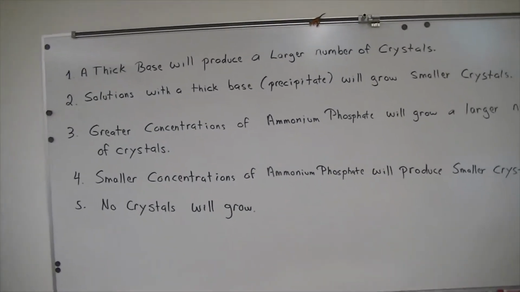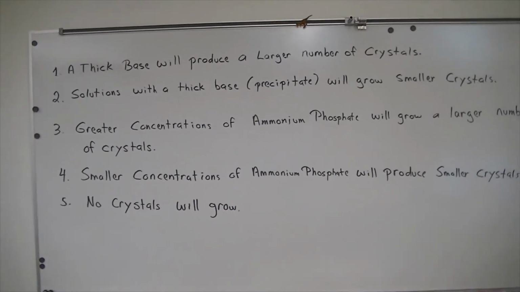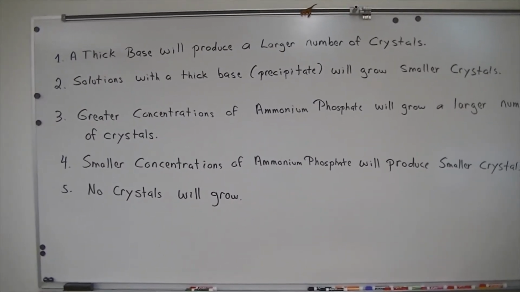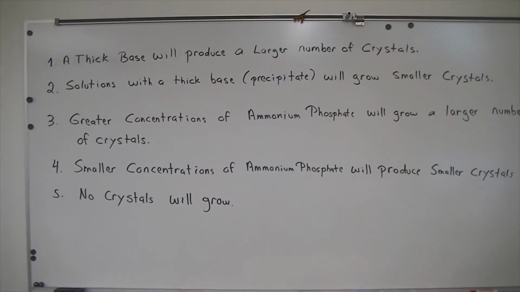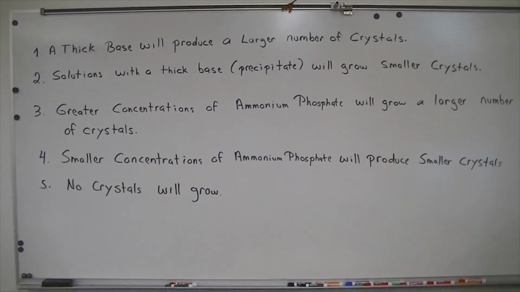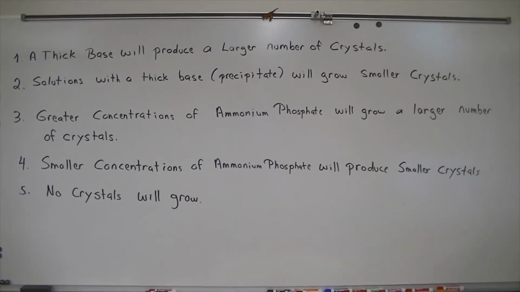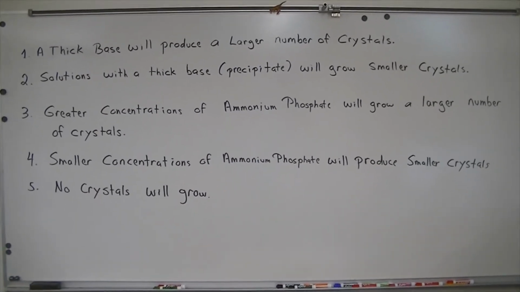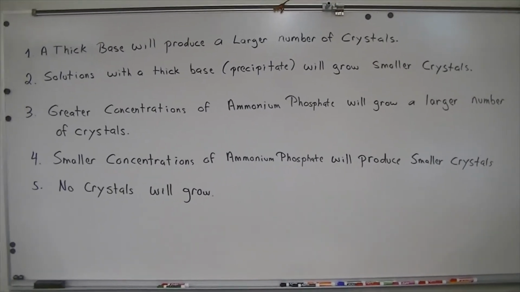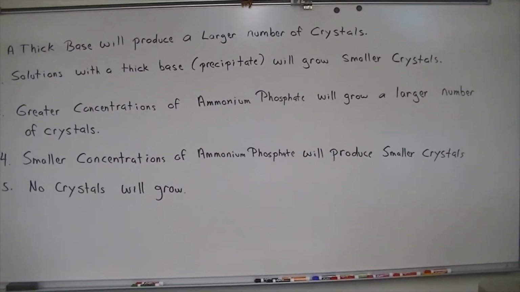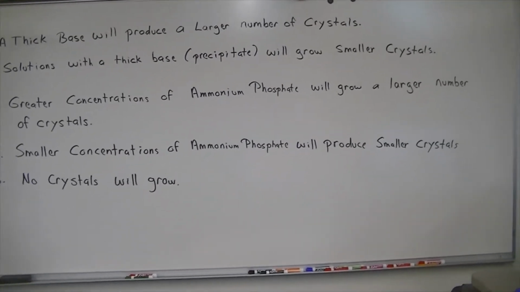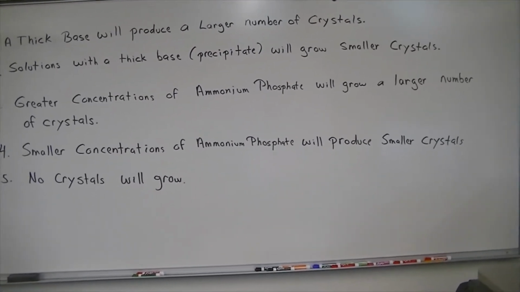So each class had about 3 hypotheses, a total of 6. We condensed it down to 5. And so here are the hypotheses between the 2 classes. Hypothesis number 1. A thick base will produce a larger number of crystals. Hypothesis number 2. Solutions with a thick base, that's the precipitate that forms at the bottom, and I'll show this in the camera when we look at the crystals, will grow smaller crystals.